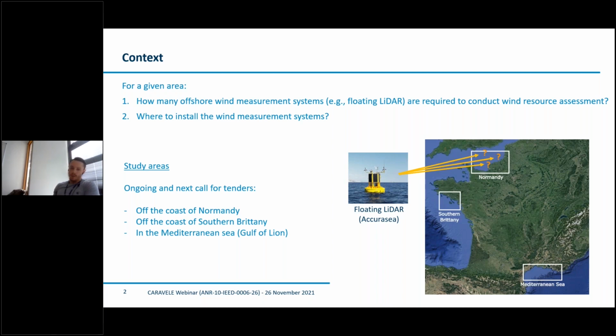As wind measurement system, I refer, for example, to floating LiDAR, which is a certified instrument for offshore wind resource assessment. For example, you can see the floating LiDAR accuracy here. We developed our methodology over 3 regions that are related to the ongoing and next call for tenders in France. The first region is off the coast of Normandy. The second is off the coast of southern Brittany, and the last region is an area in the Mediterranean Sea.